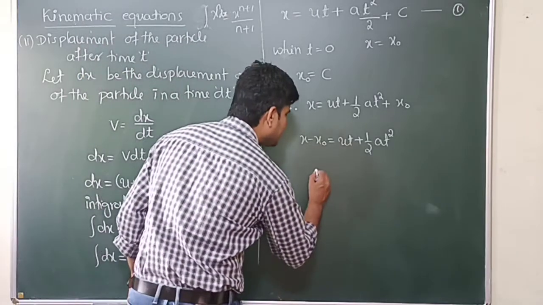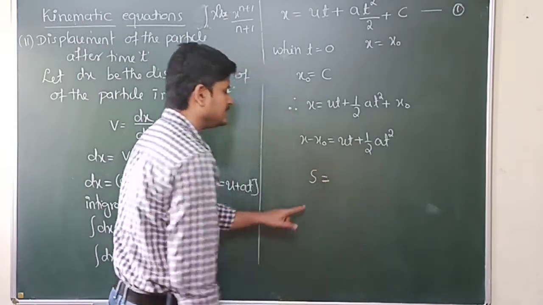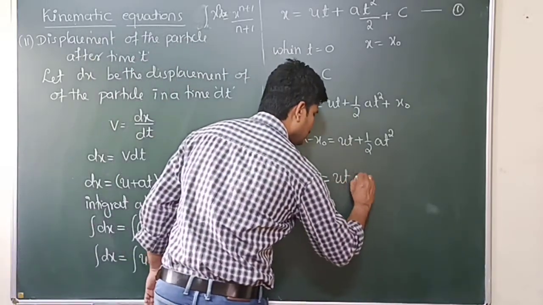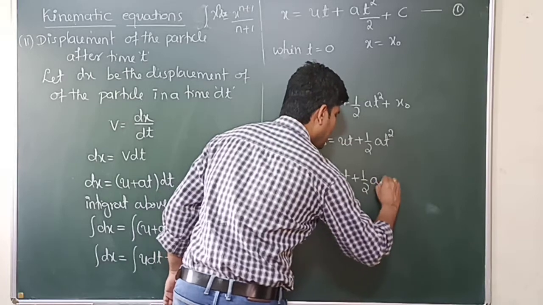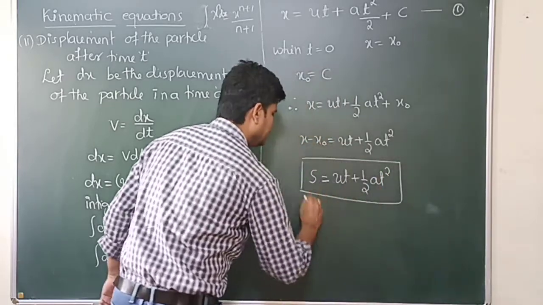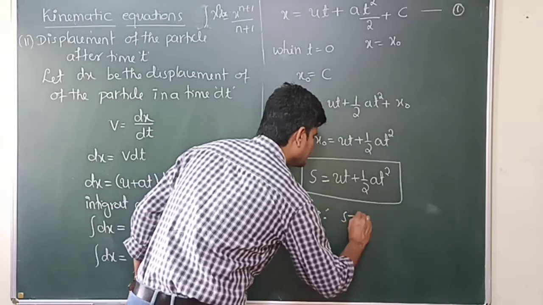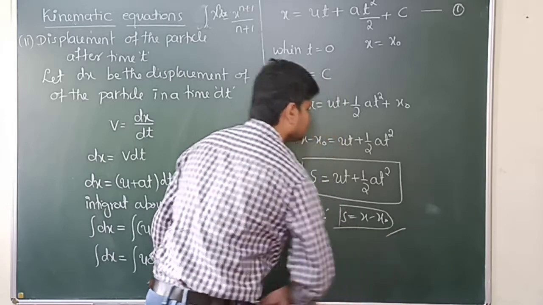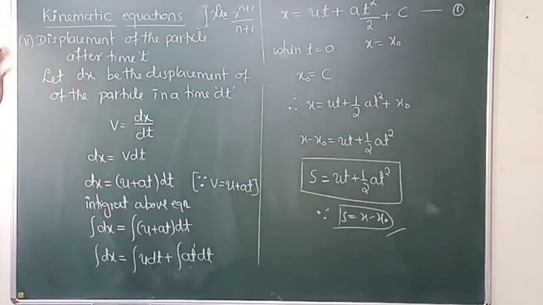That displacement of the particle I will write as s, equal to ut plus half at square. Remember, because s is equal to x minus x naught. Okay, take the snapshot of this board.